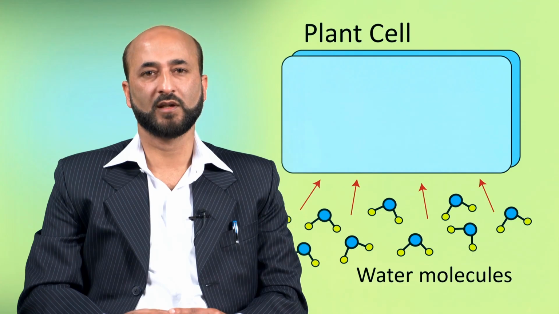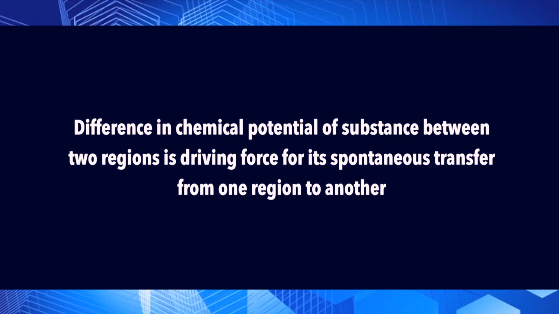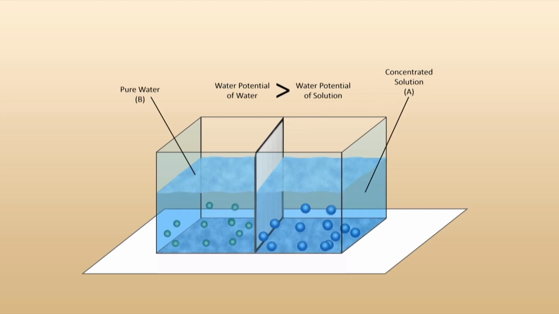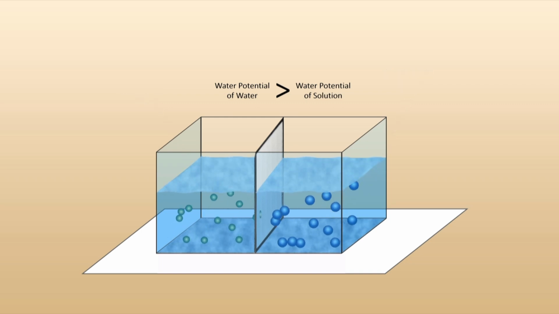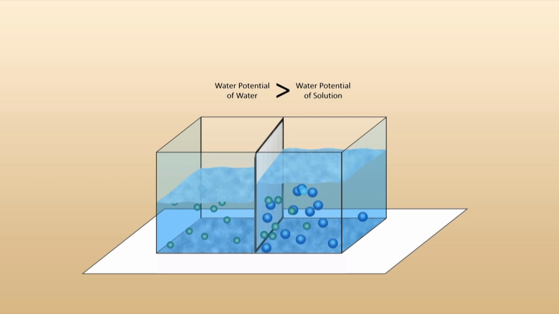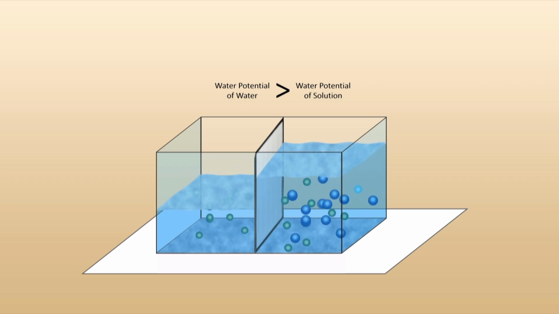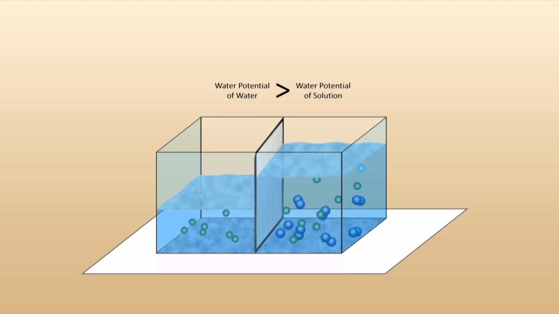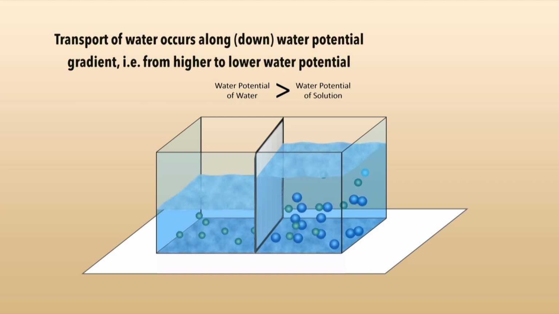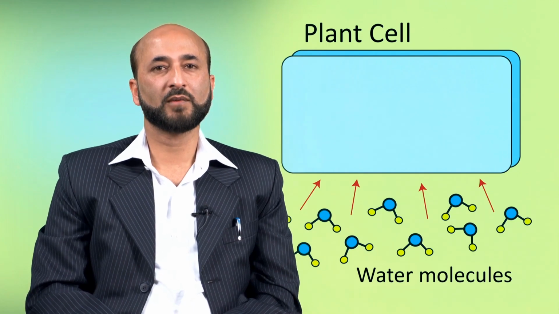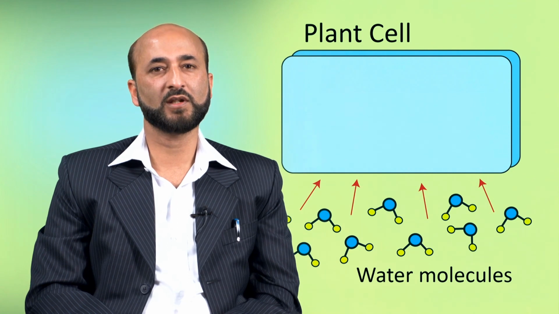for water potential. The difference in chemical potential of a substance between two regions is the driving force for its spontaneous transfer from one region to another. Thus, in case of water, it is the difference of water potential between two regions that is the driving force for its spontaneous transfer from one region to another. In other words, the transport of water occurs along a water potential gradient, that is from higher to lower water potential. Absolute values of chemical potential of most substances cannot be easily measured.